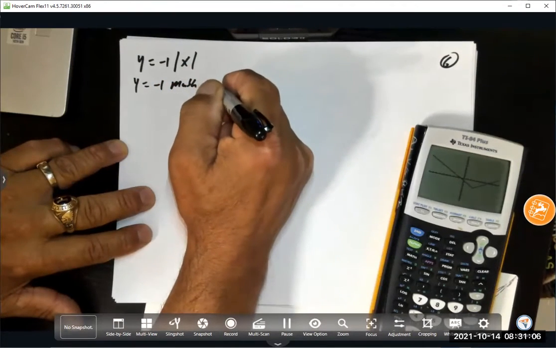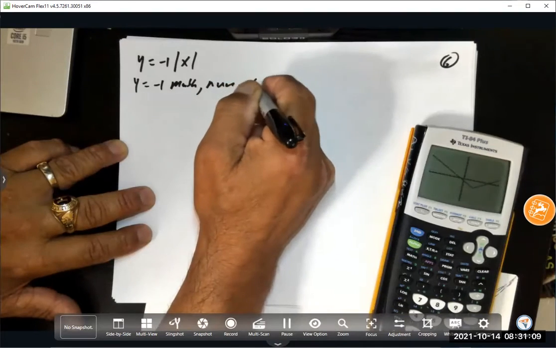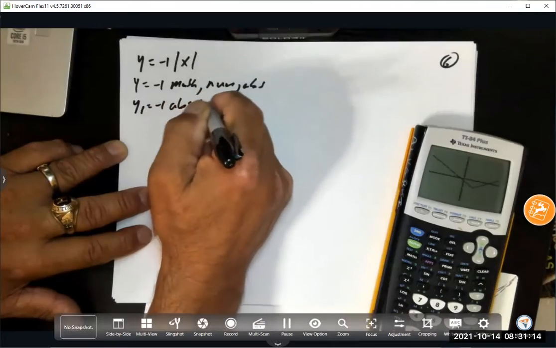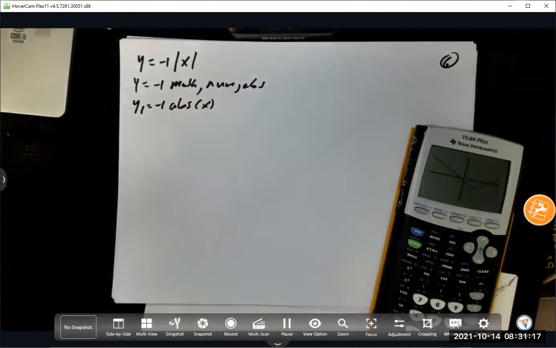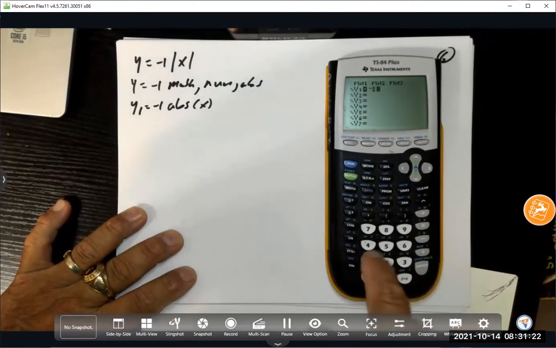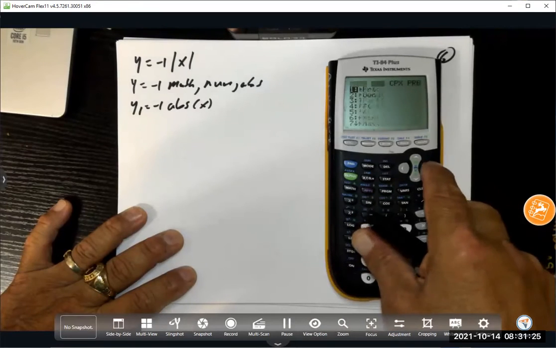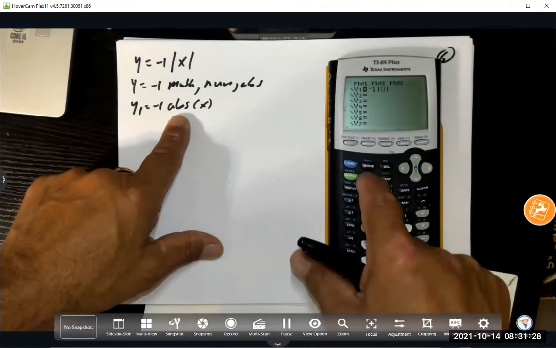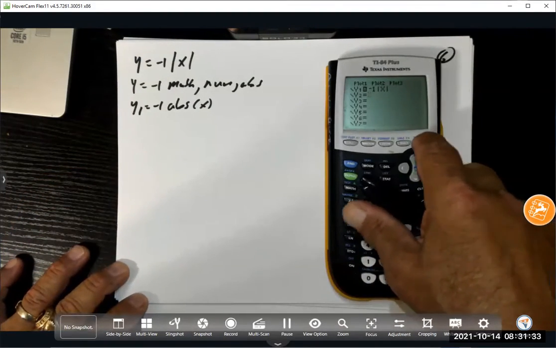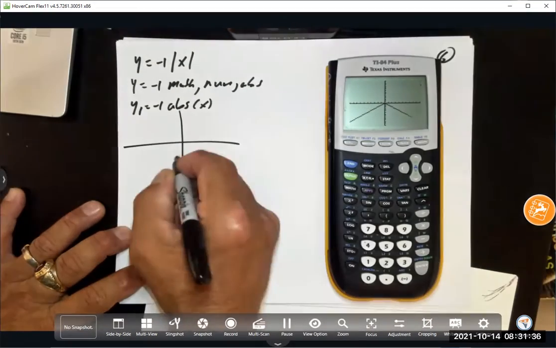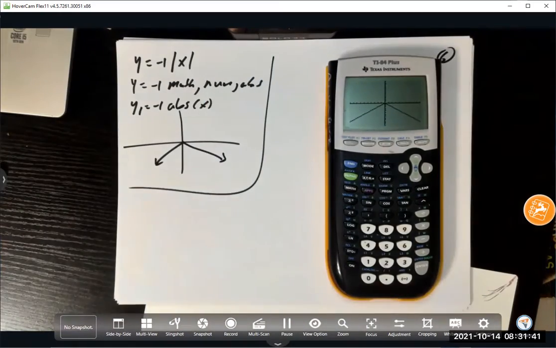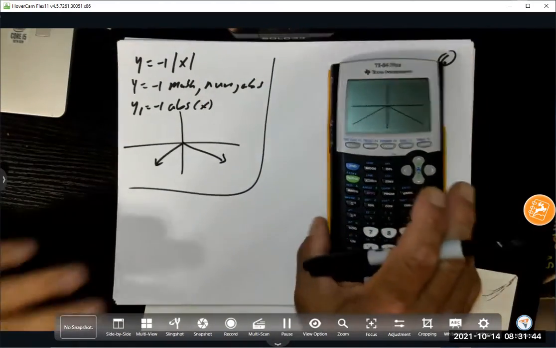Math. Number. Abs. So it's gonna be -1 abs of x. Okay. So put it in the machine. Clear. -1. Math. Number. Abs. X in there. Get out of there. It's ready to go. You'll get that graph like this. Yes, sir.